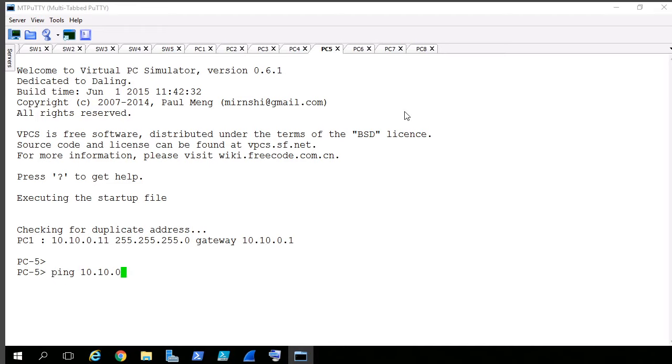And the way I remember Rapid Spanning Tree is Elmer Fudd. Any guesses why? No. I'm hunting wabbits. 802.1w, Wabbit Spanning Tree. That's good. 802.1w, if you forget that one, it's on you now.